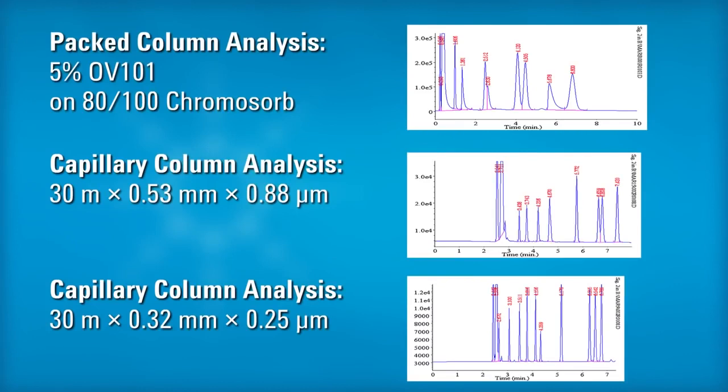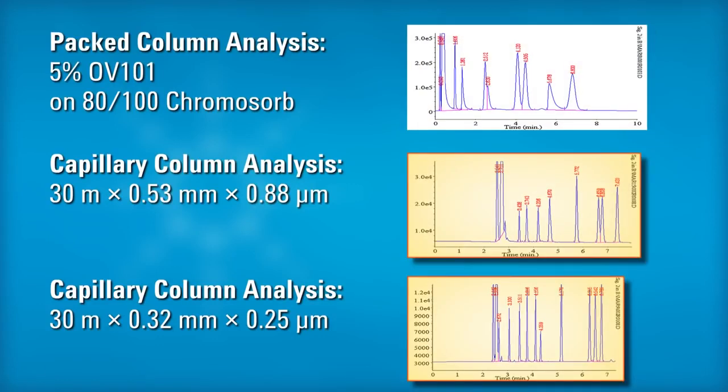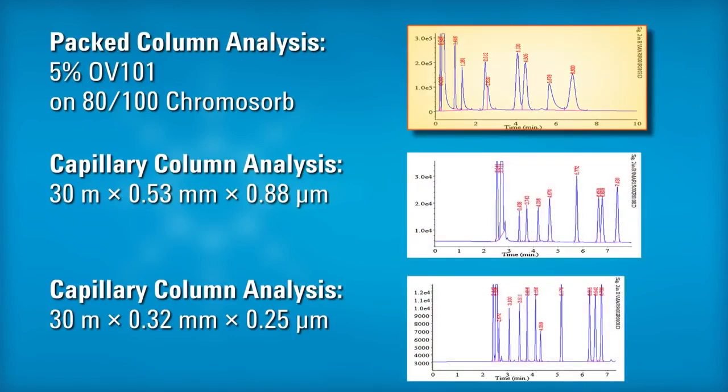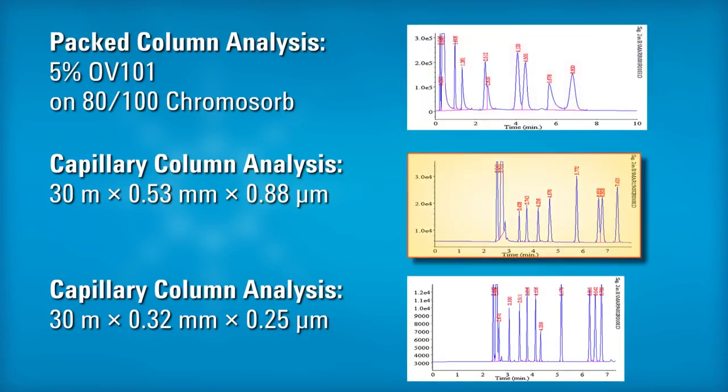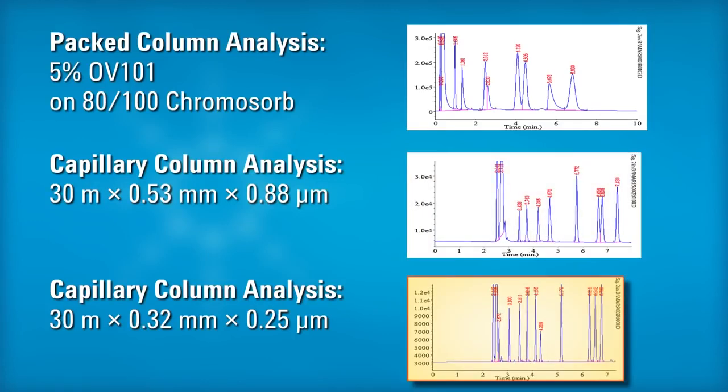The chromatograms shown here compare the same sample separation on 3 different columns. The first chromatogram is the result of using a packed column. The next 2 chromatograms are with progressively narrower diameter capillary columns. Note the packed column peaks are broad and poorly resolved. The 530 micron column peaks are sharper, with about the same analysis time and much better separation. On the 320 micron column, the peaks are even sharper, and now all the compounds are completely resolved.